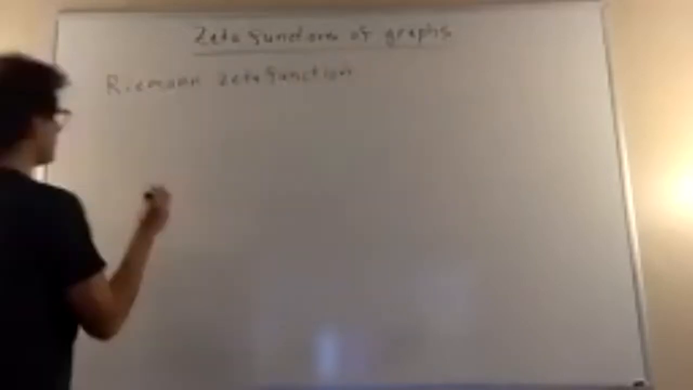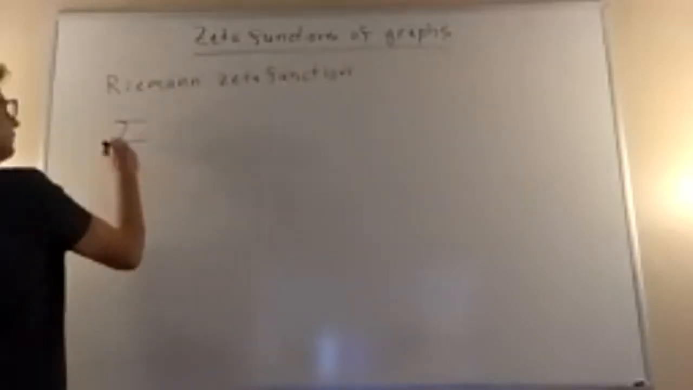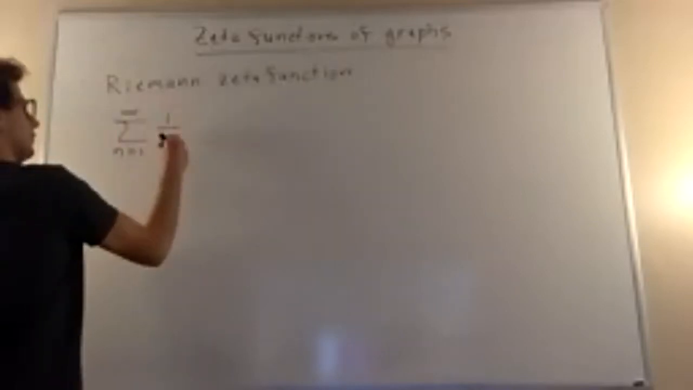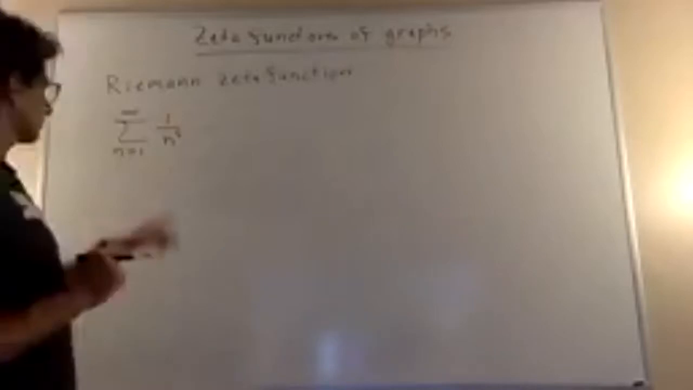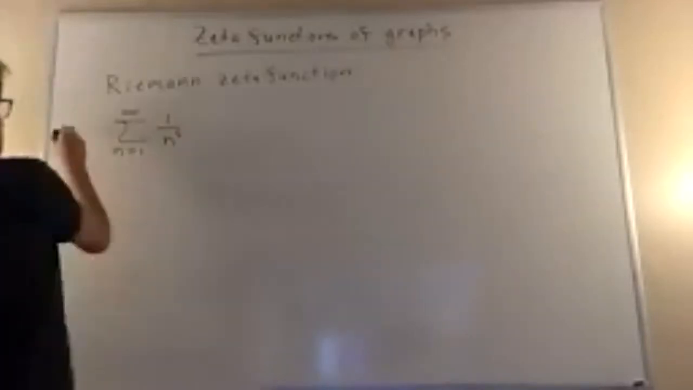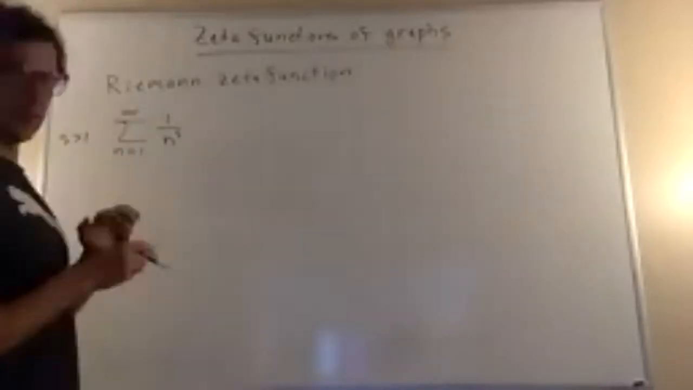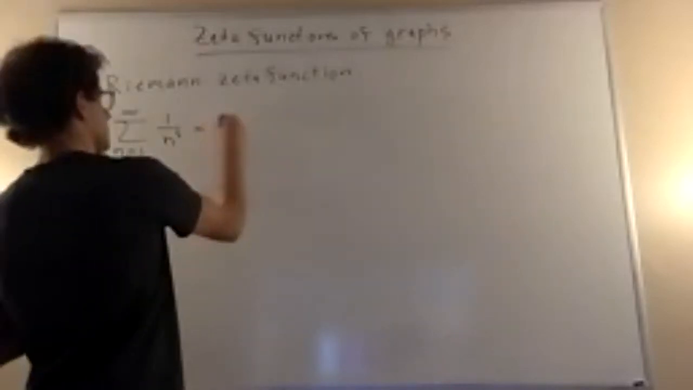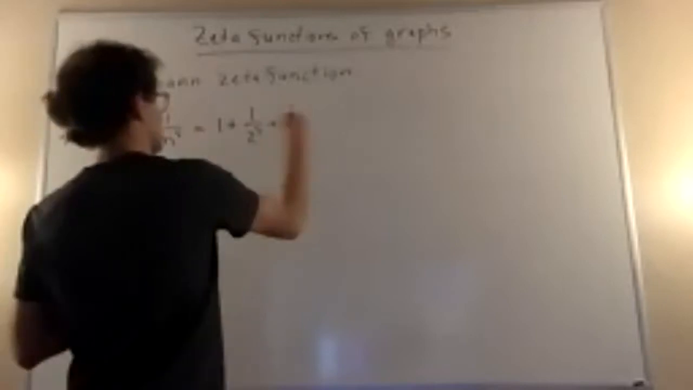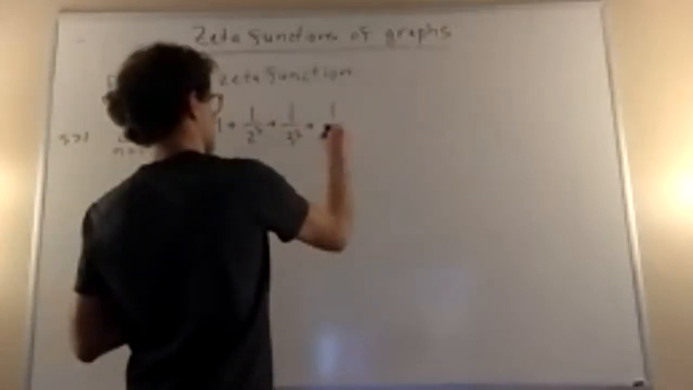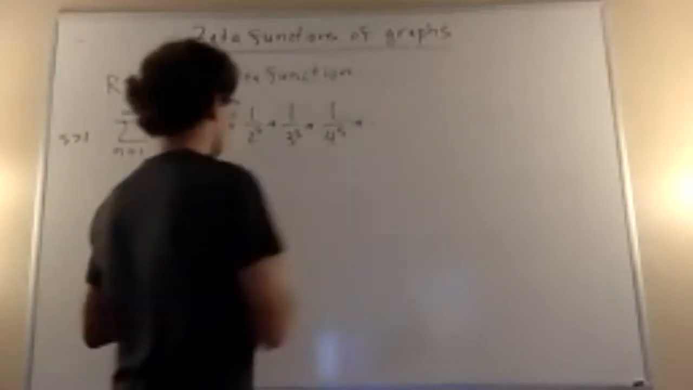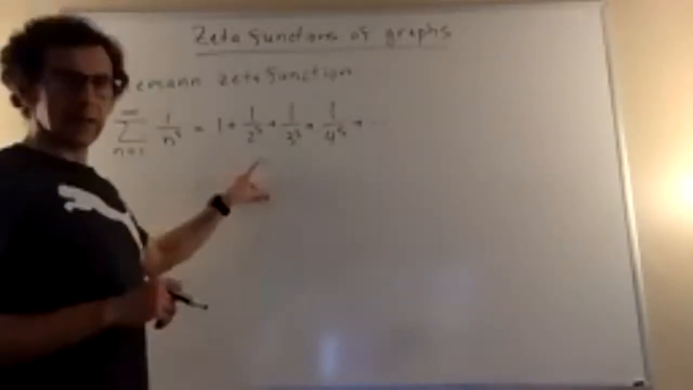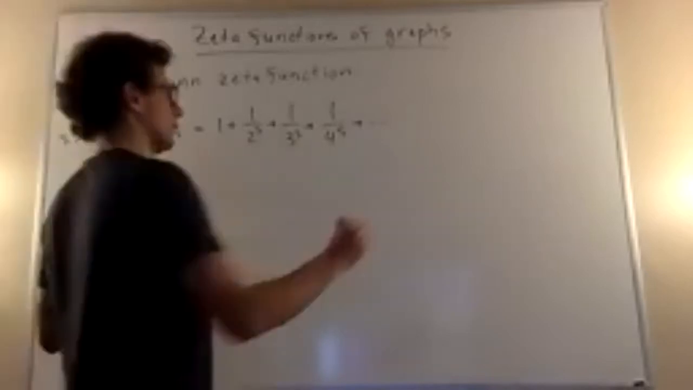is defined in the following way. It's the sum, n equals 1 to infinity, of 1 over n to the power of s. Here s is just some number, which, in order for this series to converge, has to be greater than 1. So this is 1 plus 1 over 2 to the s, plus 1 over 3 to the s, 1 over 4 to the s, and so on. And what I'm going to explain is what's called the Euler product formula for this function.